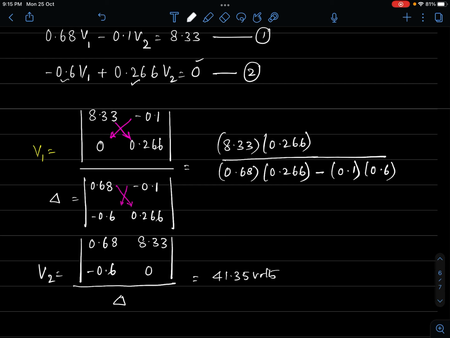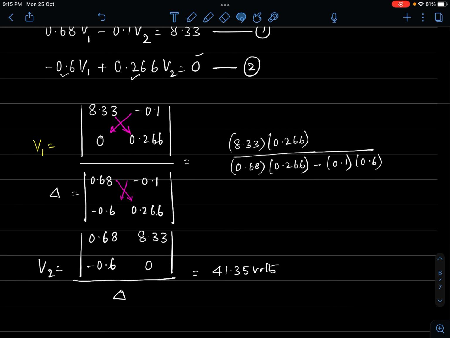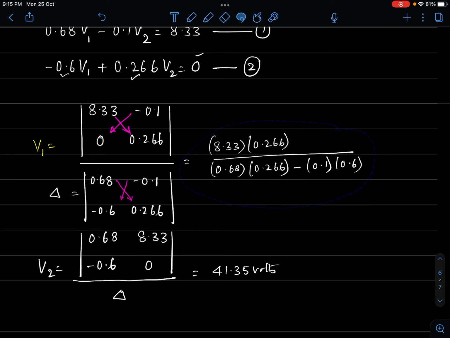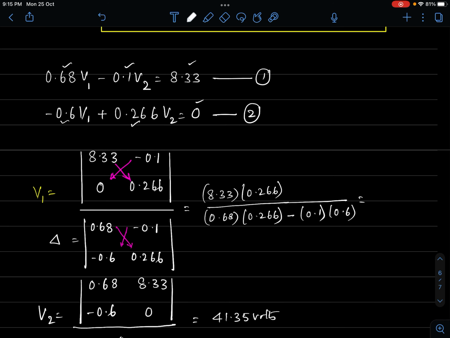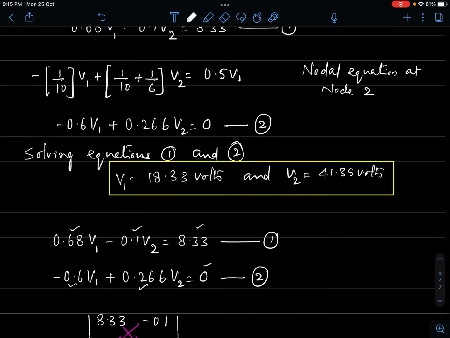So this is how you do. And this you will get it to be equal to 18.33. Okay, so one can do problems of this nature.